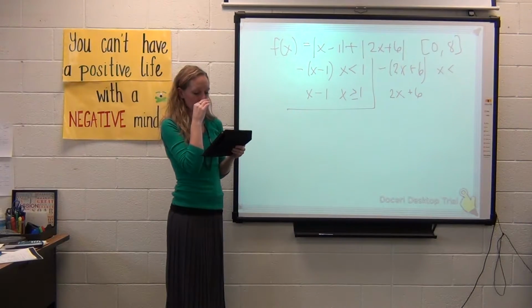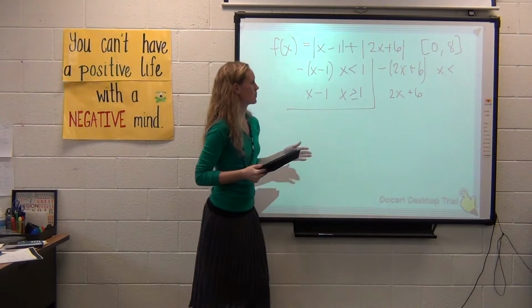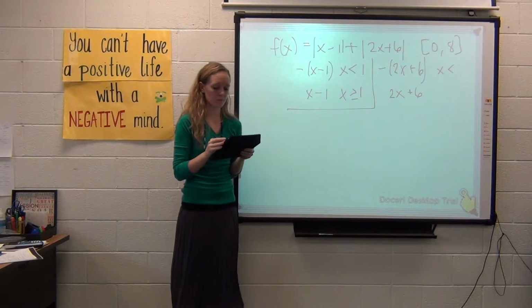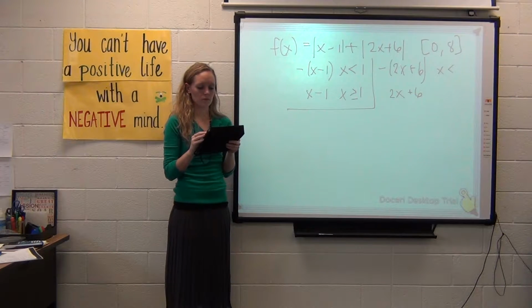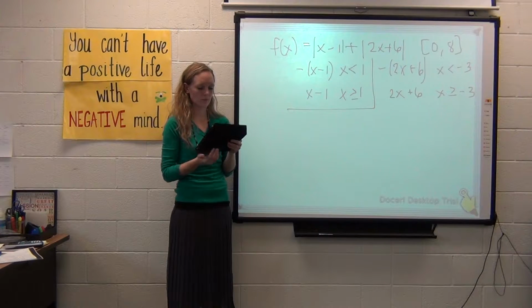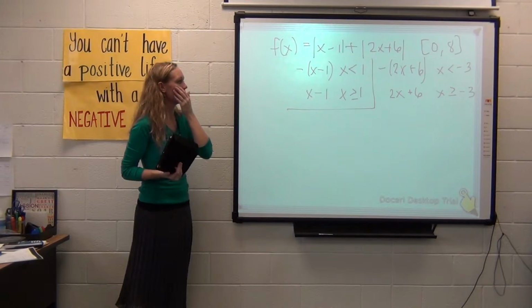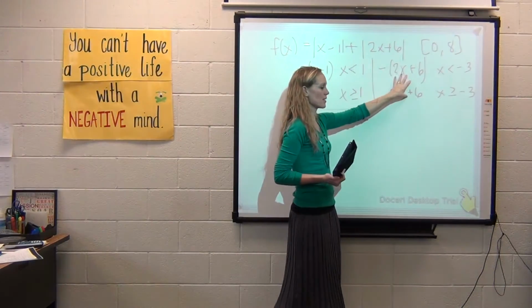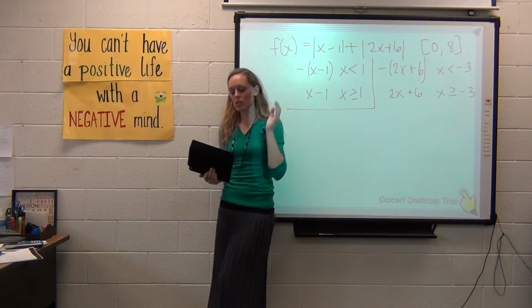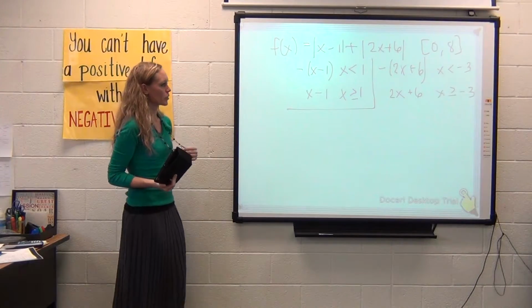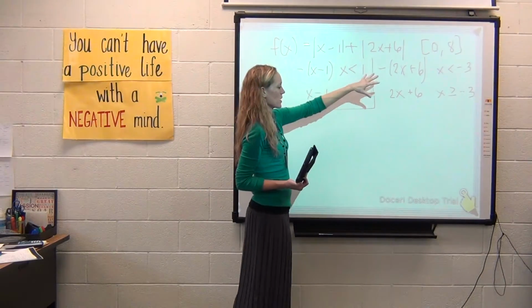Okay, so when is this negative? When x is less than -3, and when is it positive? When x is greater than or equal to -3. So keep in mind that we're taking this absolute value and it's being added to this absolute value. Whenever we're talking about absolute value functions, they're split up with these piecewise functions here.